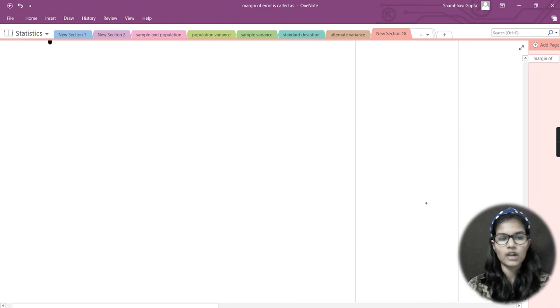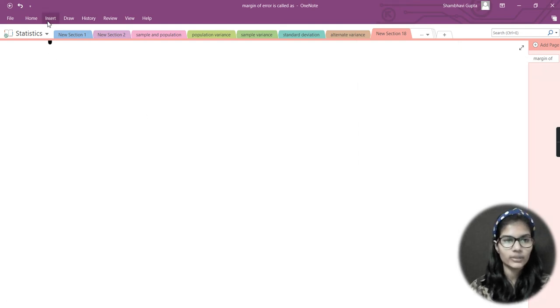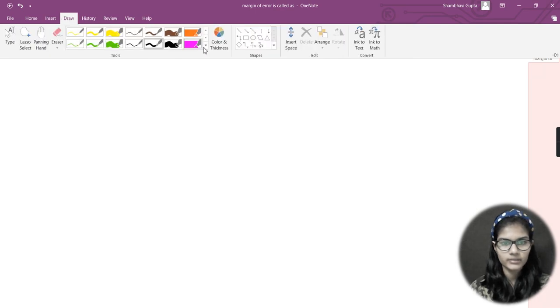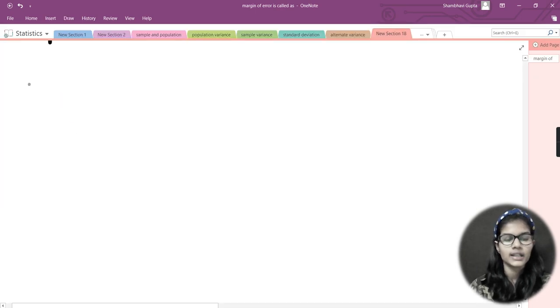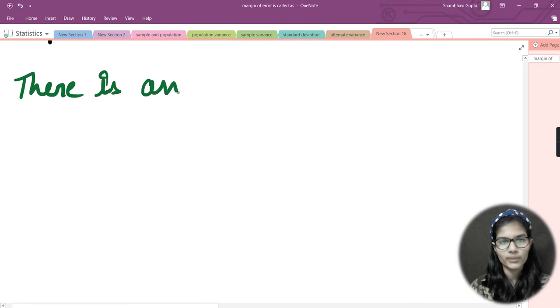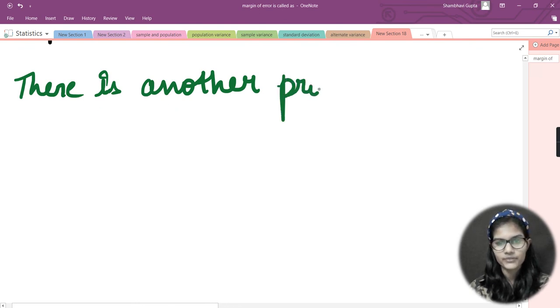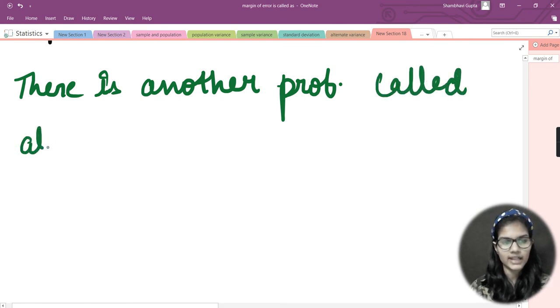Now we have one more thing here, which is a probability. Here I will take a different color for a while. There is another denotation, another symbol for a probability. There is another probability called alpha. I will write alpha, and in the bracket I will also make the symbol for alpha.